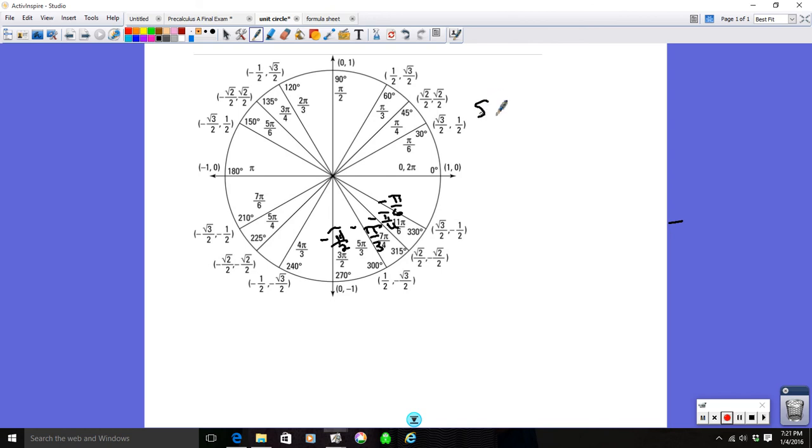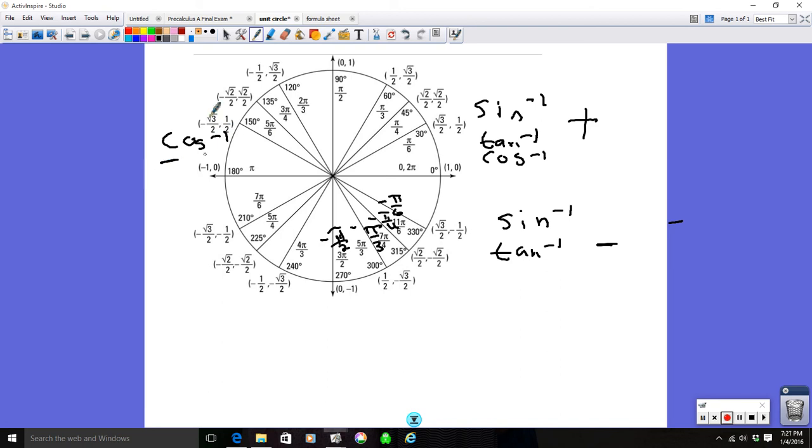So sine inverse and tan inverse are positive here in quadrant 1, and sine inverse and tan inverse are negative in quadrant 4. Cosine inverse is also positive in quadrant 1, but cosine inverse is negative in quadrant number 2. So that's what you have to kind of keep in mind here.